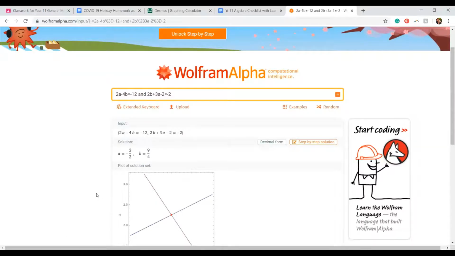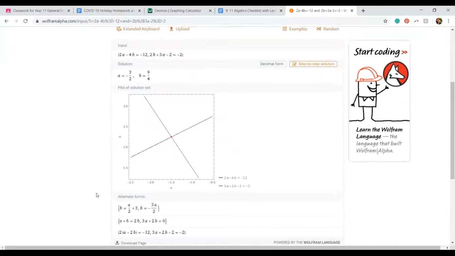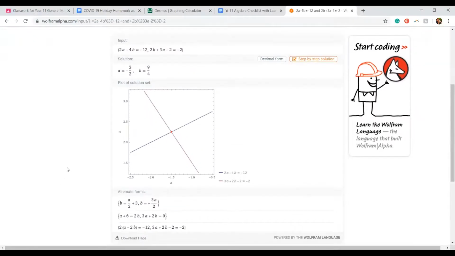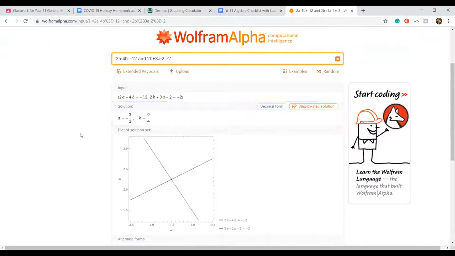For 3K, you don't need to show working out. You can just write "entered in Wolfram Alpha." So those are the two solutions. You've actually got a graph here. But yeah, you would normally put these into a CAS calculator, and it would do the same thing. It would just pop out these two things. It just might do it a little bit differently.